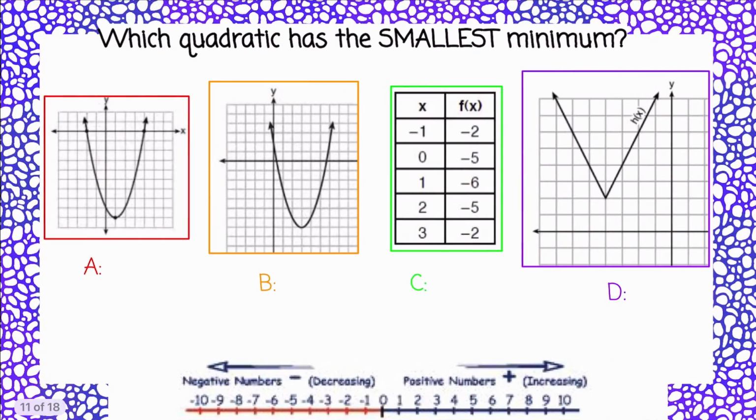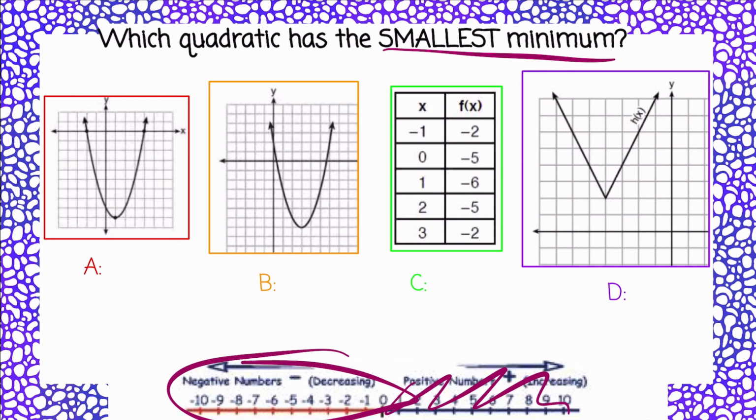Okay, let's have you try this one more on your own. I'm looking for the smallest minimum again, so try to find the minimum of each one and then choose the smallest, keeping in mind what happens with negative numbers. Here's how you do this one. Let's start with choice A.